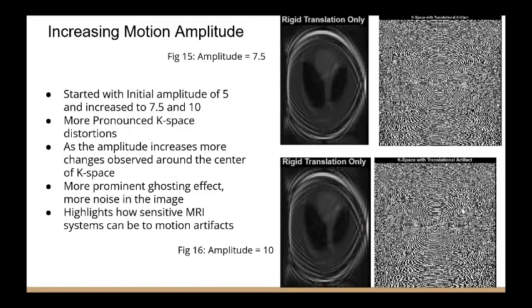The corruption of the reconstructed image depends on a number of variables. We specifically focus on translational motion and change the amplitude of the motion to see how it would affect the reconstructed image. We essentially increase the distance the pixels were being shifted. We started with an initial amplitude of 5 and increased to 7.5 and 10. What we saw were more pronounced K-space distortions, and as the amplitude increased, we noticed that the changes in K-space were more towards the center, not just the periphery. This resulted in a much more prominent ghosting effect in the reconstructed image, and more noise.